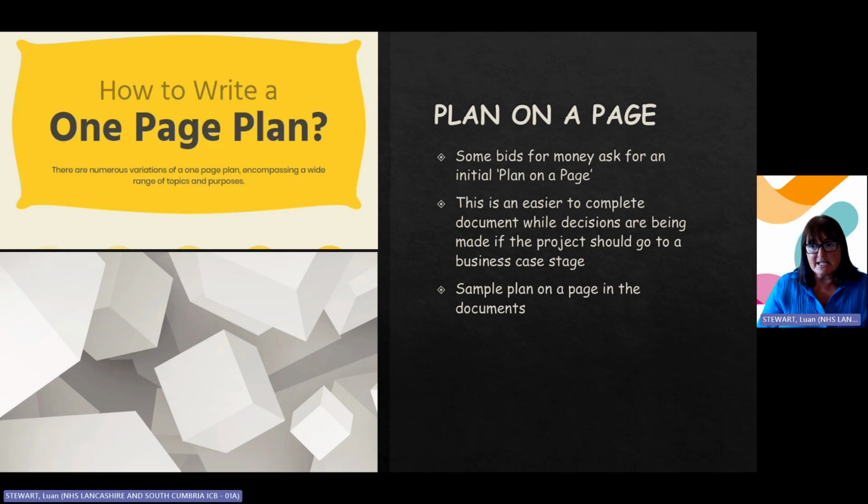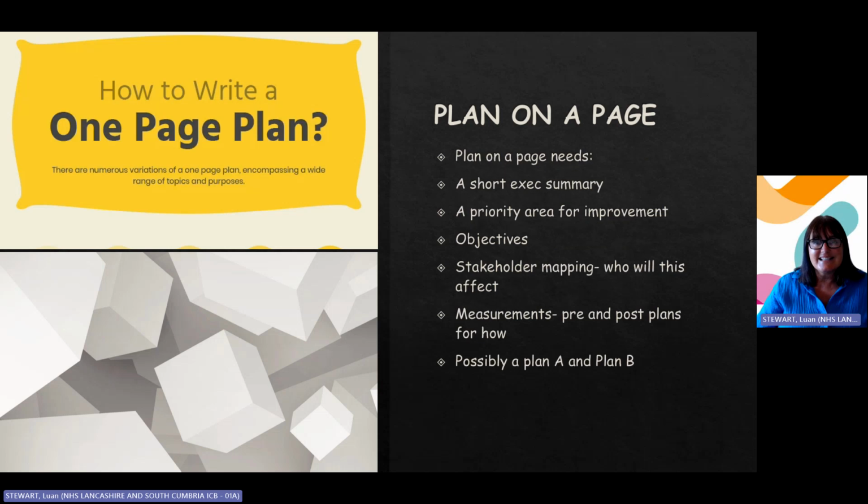They may give you some objectives to get into that plan on a page. They may just leave you to it, and then we've got some ideas of what you need to pop into that. So sometimes this is a real easy document to put together to just decide if a business case needs to go ahead. And there is a plan on a page sample within the documents. So what the plan on a page needs is a short executive summary. This could be a line, a priority area for improvement, some objectives in there, some stakeholder mapping. Who's this going to affect?